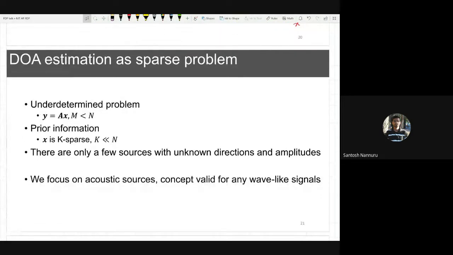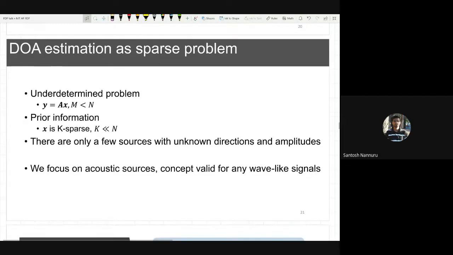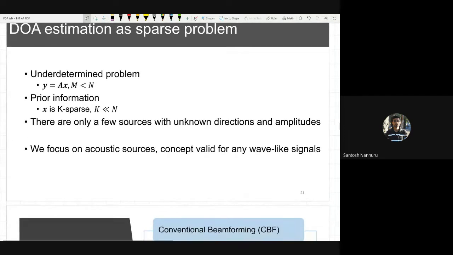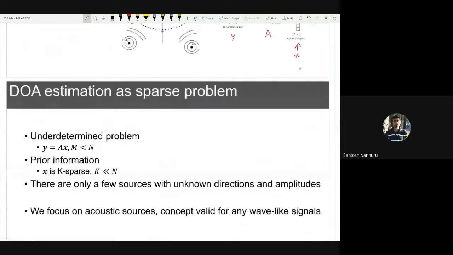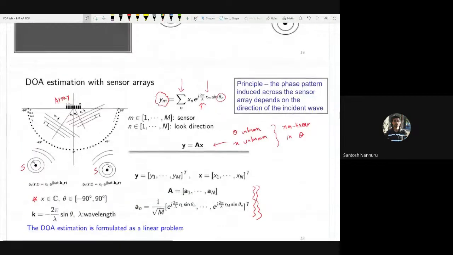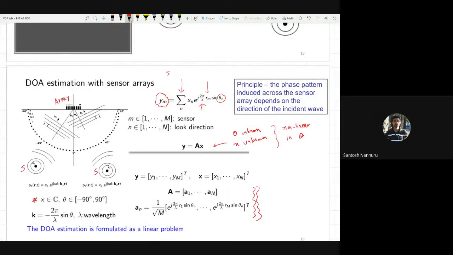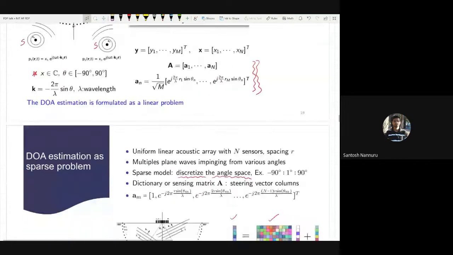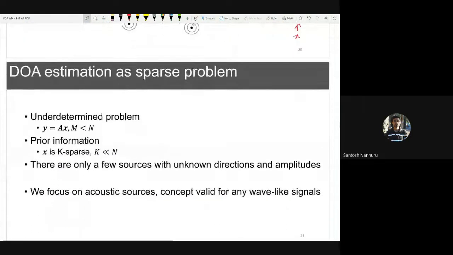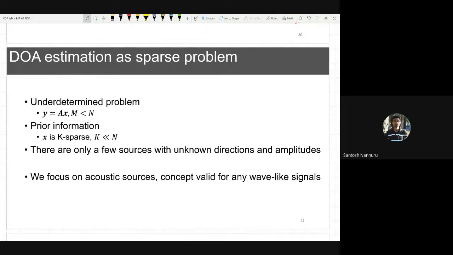As I mentioned, we focus on acoustic sources for examples, but it works for any wave-like signals. This is because the idea is superposition, and superposition is a wave property. So it works for acoustics, seismics, radio, probably even light. I have not seen people using it for light, but probably they apply it, maybe I have not come across them. It's all waves. Radio, of course, and light also.